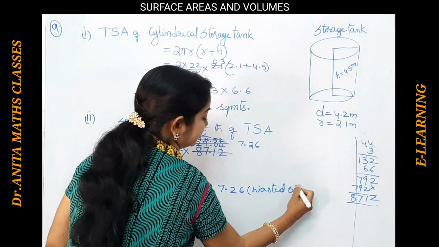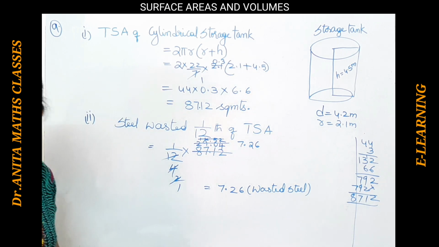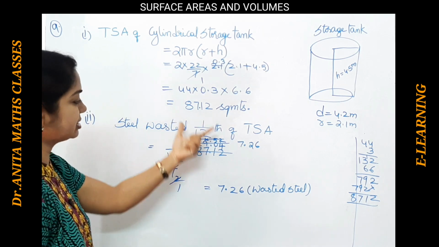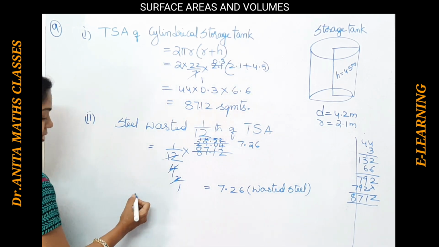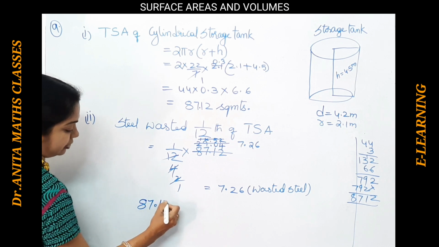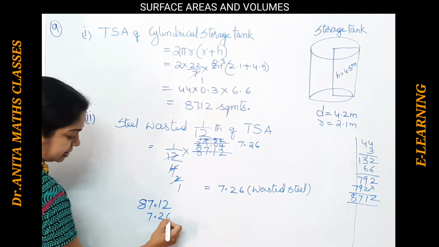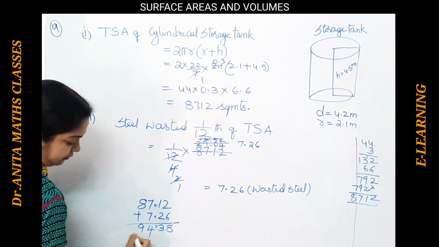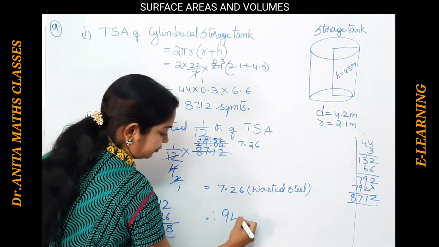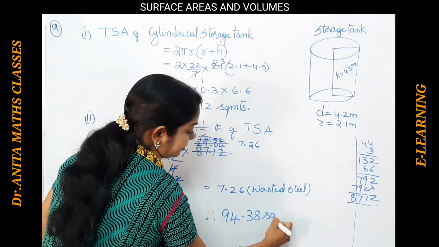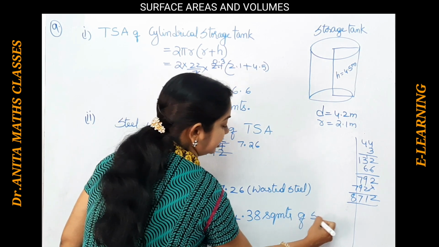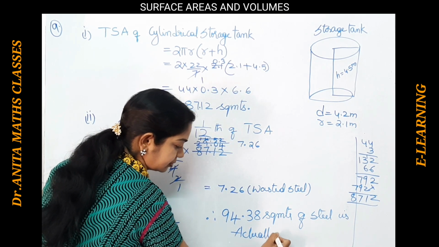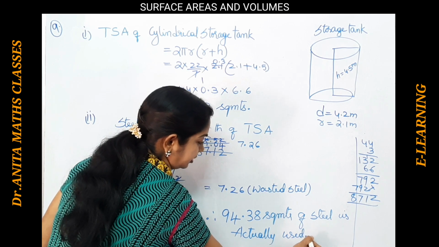Wasted steel. Okay. So the question asks how much steel was actually used. So this is the wasted part, and we have to add it to this. So let us add 87.12 and 7.26. So this comes to 38, so 94. Therefore 94.38 square meters of steel is actually used. Okay, pause it and note it down.